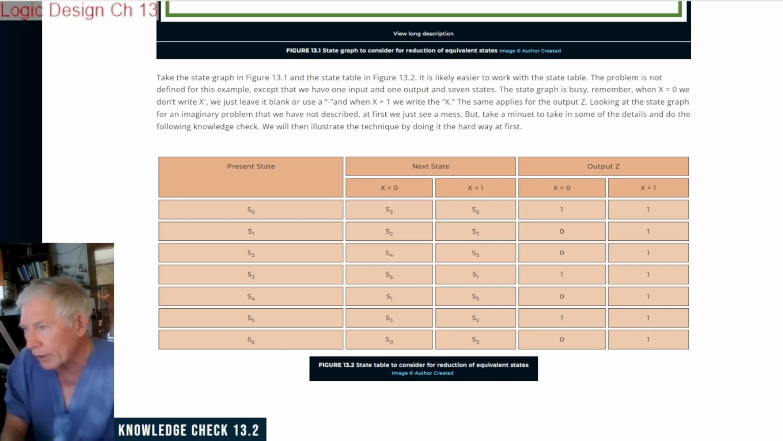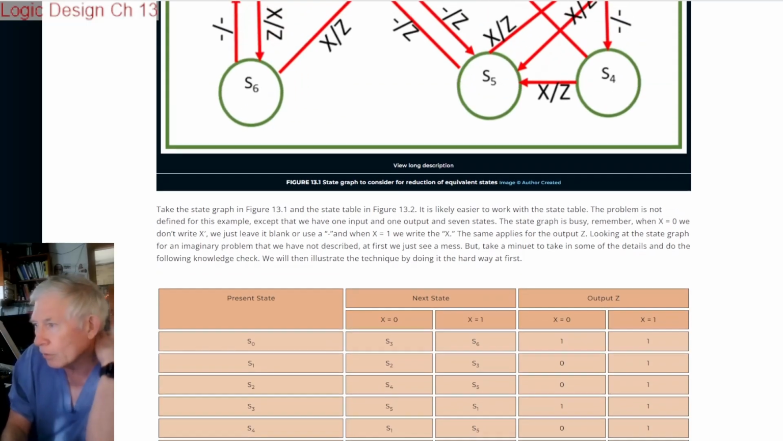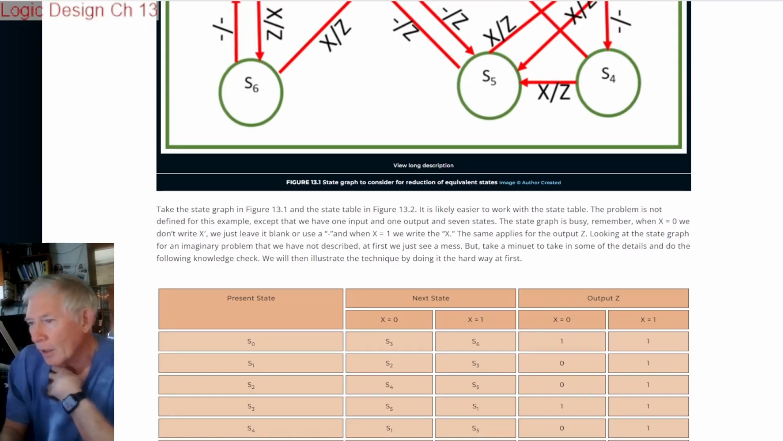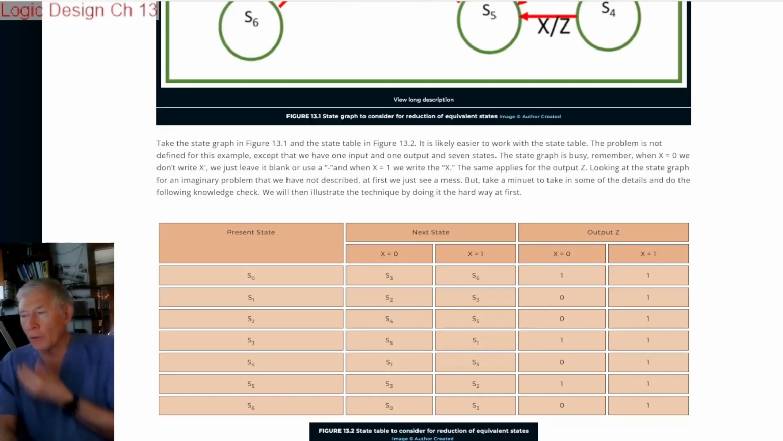Let's see if we can find any. So in this case, okay, you can see this is kind of confusing. We can inspect this table, but just on inspection, I don't see any obvious examples where we can see how we could draw some equivalent states. So let's look at the technique of doing distinguishing sequences.